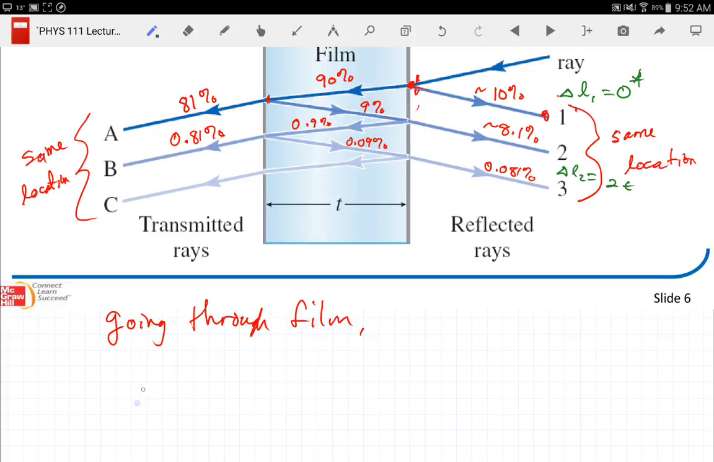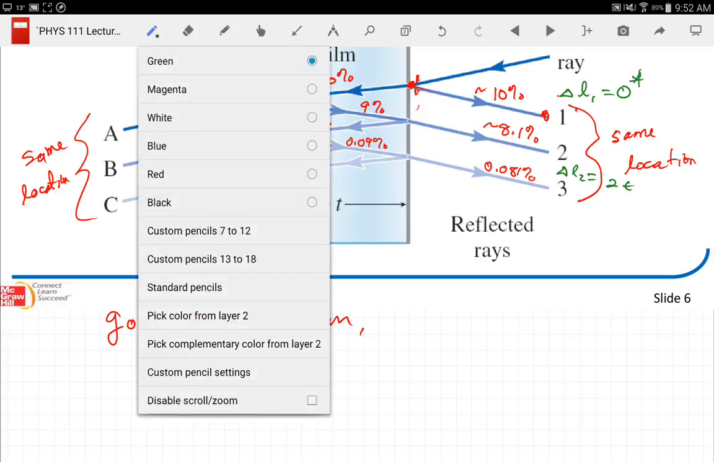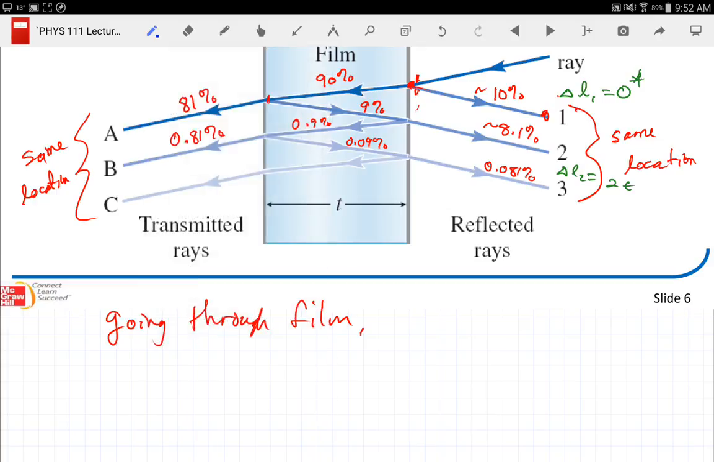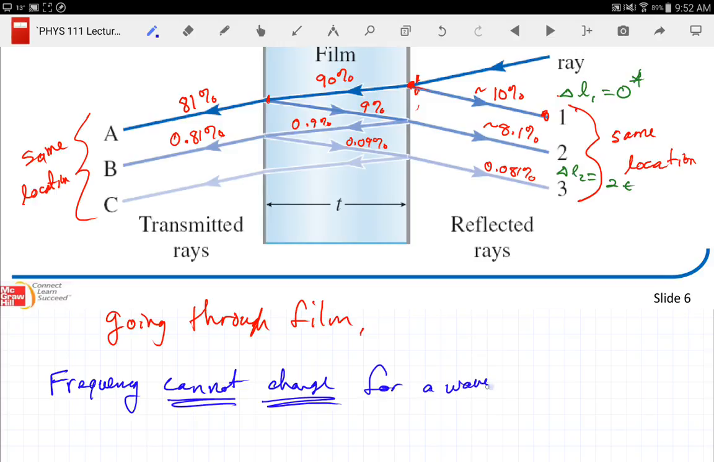The second one, when light goes from one material to another, we have a basic rule that the frequency cannot change for a wave. So when the light goes through, its frequency has to stay the same, but when it goes into the film, it's going to slow down. We had the relationship that said frequency times wavelength is equal to the speed. If frequency stays the same and the speed slows down, what does the wavelength do? The wavelength is going to have to shorten as well.